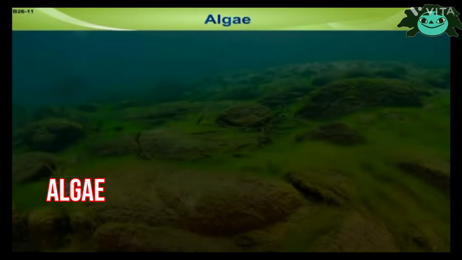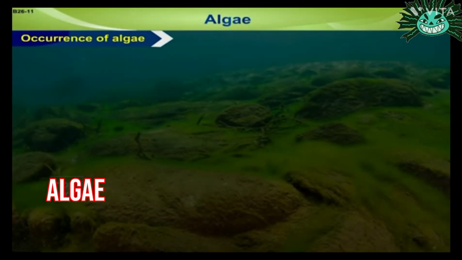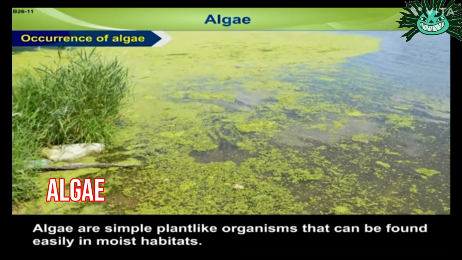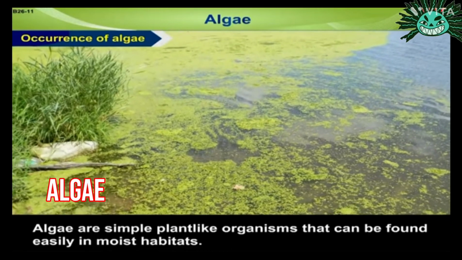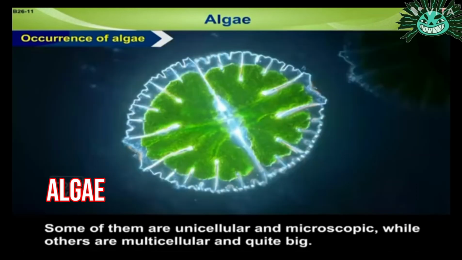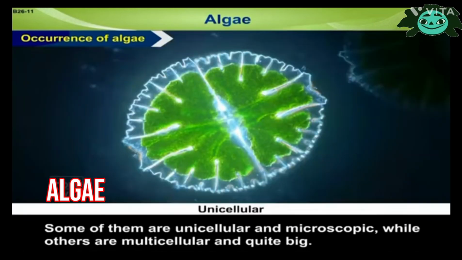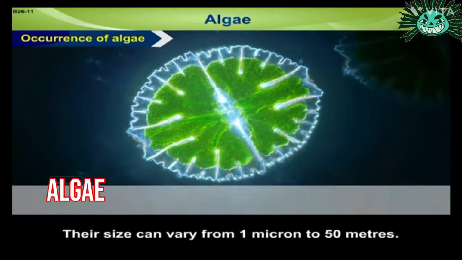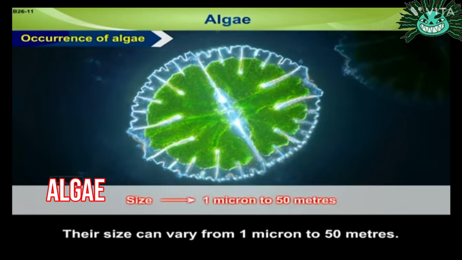Algae. Occurrence of algae. Algae are simple plant-like organisms that can be found easily in moist habitats. Some of them are unicellular and microscopic, while others are multicellular and quite big. Their size can vary from 1 micron to 50 meters.